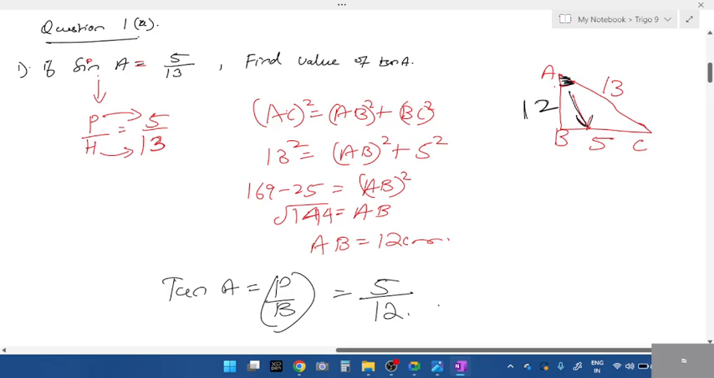This is how we solve. Don't do it in any other method. Do it as it is, whatever I've done. So first thing, sine is given, convert sine into perpendicular by hypotenuse. Draw the diagram.